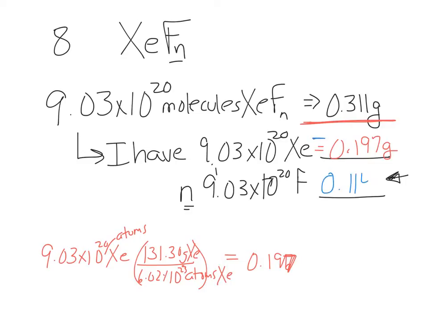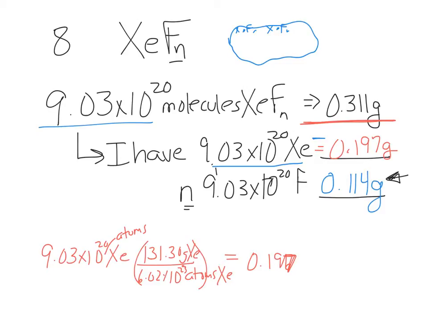Okay, so in this pile of stuff, I have this pile of xenon fluoride something. I don't know how many fluorides are attached to each xenon. I know I have 9.03 times 10 to the 20 molecules of xenon Fn in here. I just don't know how many n's are in each one. I know I have that many xenons, which I know is 0.197 grams. So if I subtract that, that means there must be 0.114 grams of fluorine atoms. So if I said to you, you have 0.114 grams of fluorine atoms, and that was the only question, you can do that.